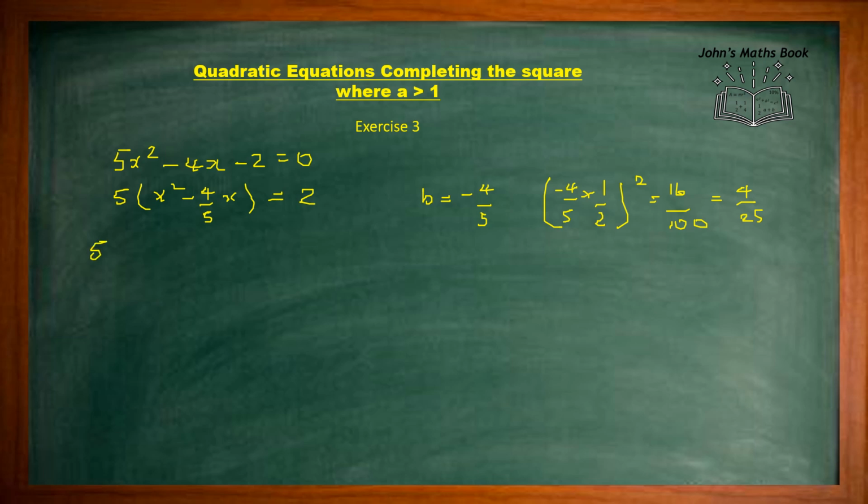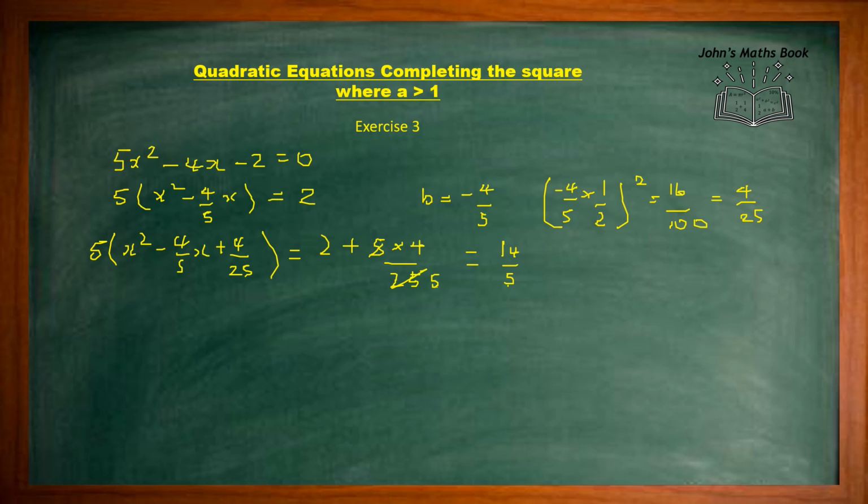So we have 5 into x squared minus 4/5 x plus 4/25 is equal to 2 plus, now we need 5 lots of 4/25 because there's 5 into the bracket. So it's plus 5 times 4/25. So we can take that out. And that is equal to 2 4/5. So that's 14 divided by 5.